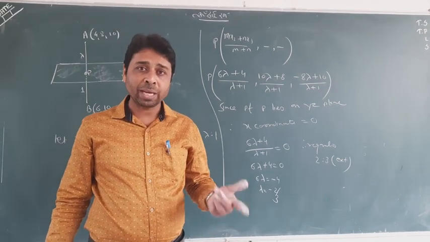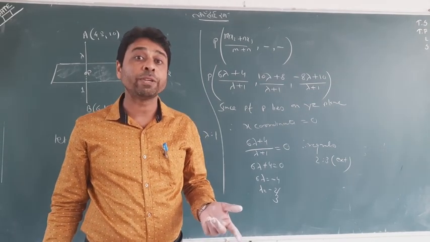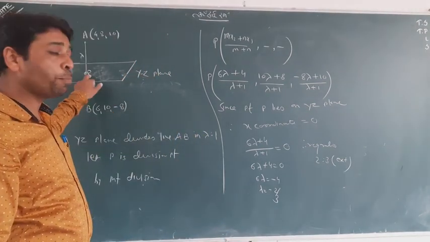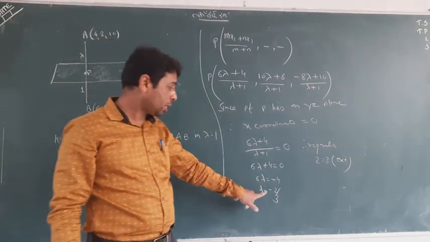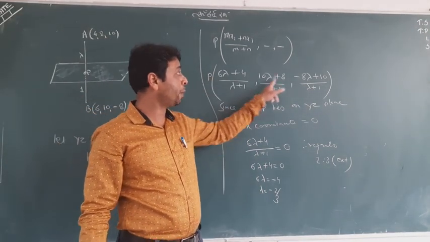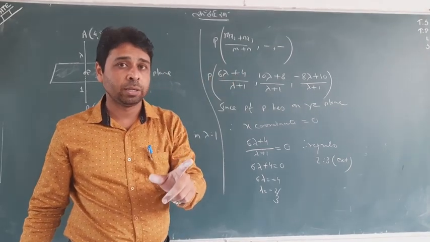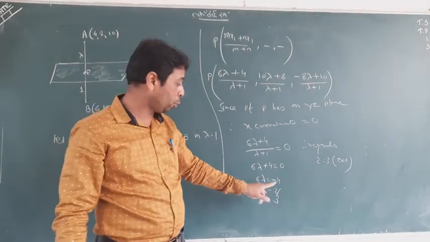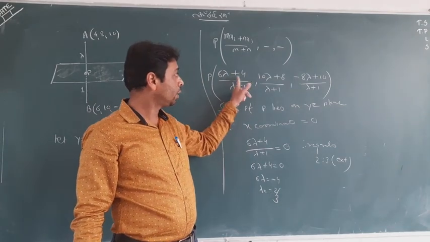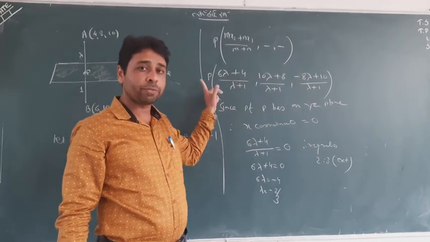Now, a second question may ask you for the point of division, meaning we need to find P. So you only put lambda equal to minus 2 by 3 in point P. Whatever the point is, it will be the division point. You only put lambda equal to minus 2 by 3 in the whole point, and you will get the division point also.